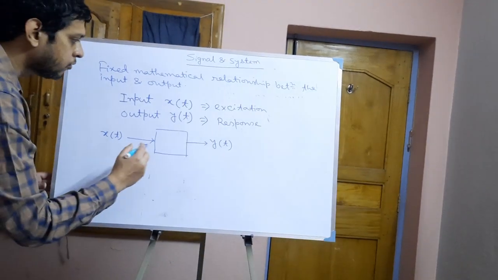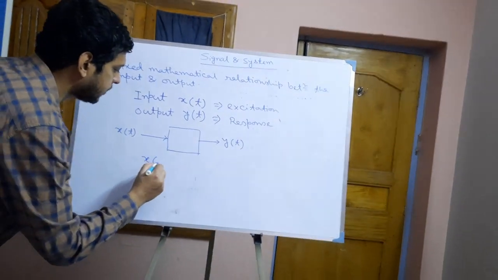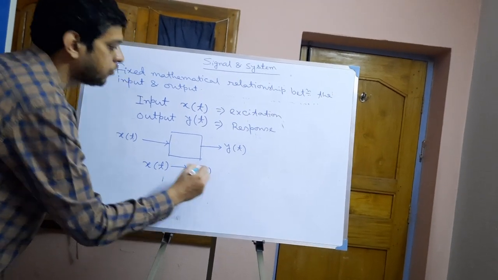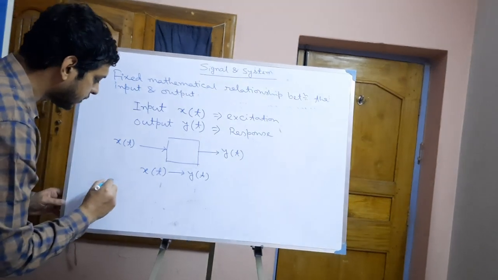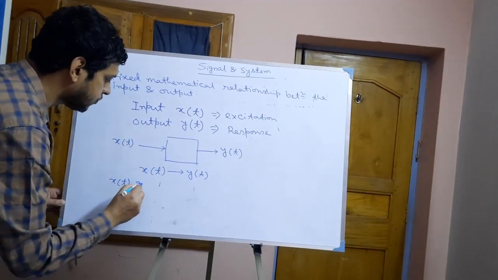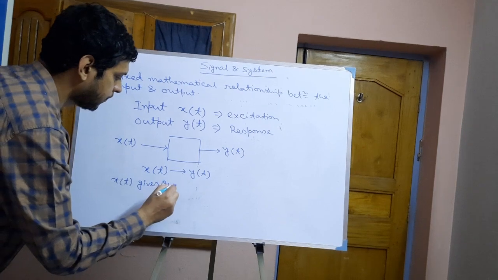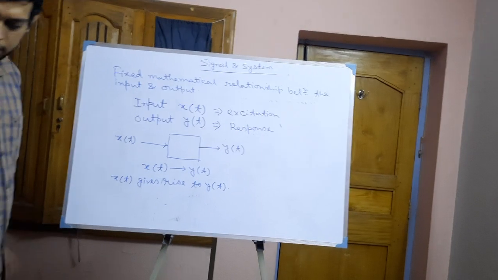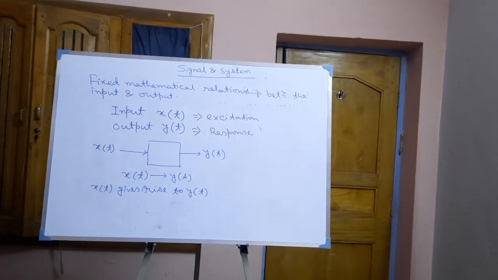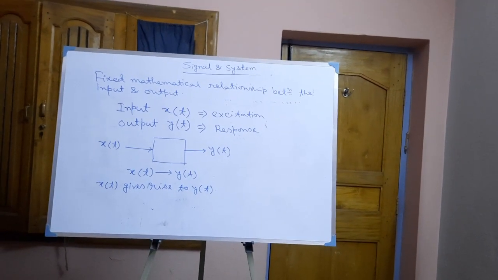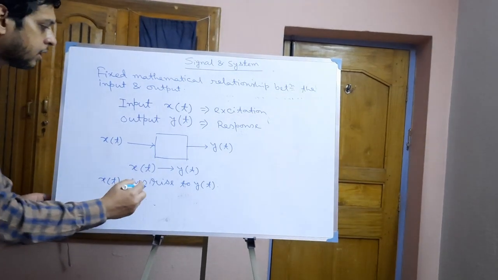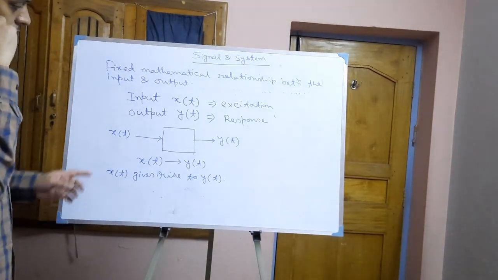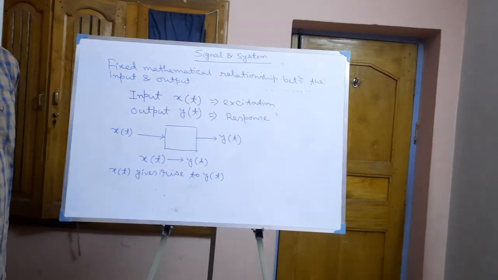In a nutshell, we will represent a system as x(t) arrow y(t), and we will read this as x(t) gives rise to y(t). Now in an electrical network, all x(t) and y(t), all the inputs and outputs, are voltage and current.